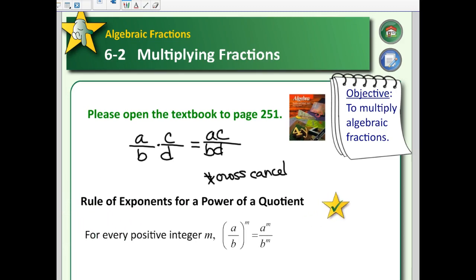Another thing I'd like to remind you about is this property we learned back in chapter 4, the rule of exponents for a power of a quotient. If you remember, I've got my parentheses and I've got it raised to m on the outside. And so we saw back in chapter 4 that whatever is on the outside of the parenthesis gets applied to everybody on the inside. And so that means we're going to apply it to the numerator as well as the denominator. And again, PEMDAS reigns the day when we're working with our algebraic expressions. So let's see what that's going to mean for us as we go through and start.